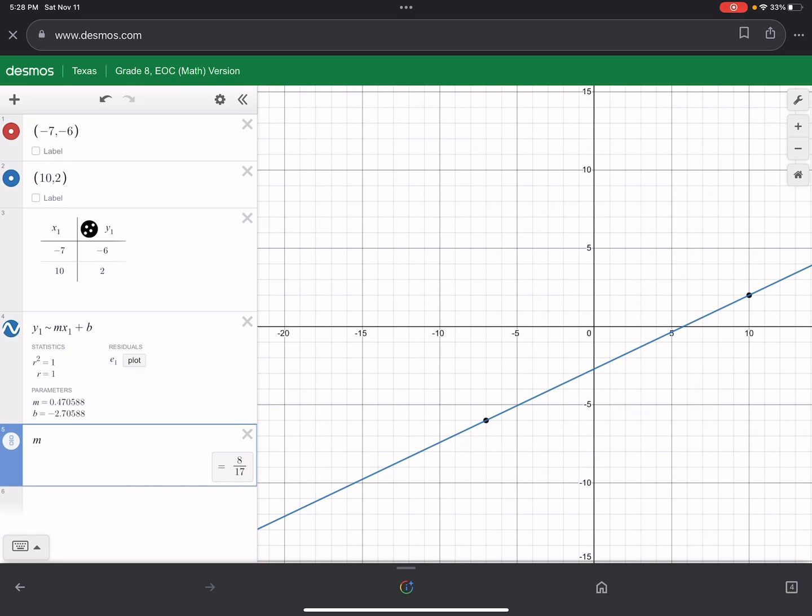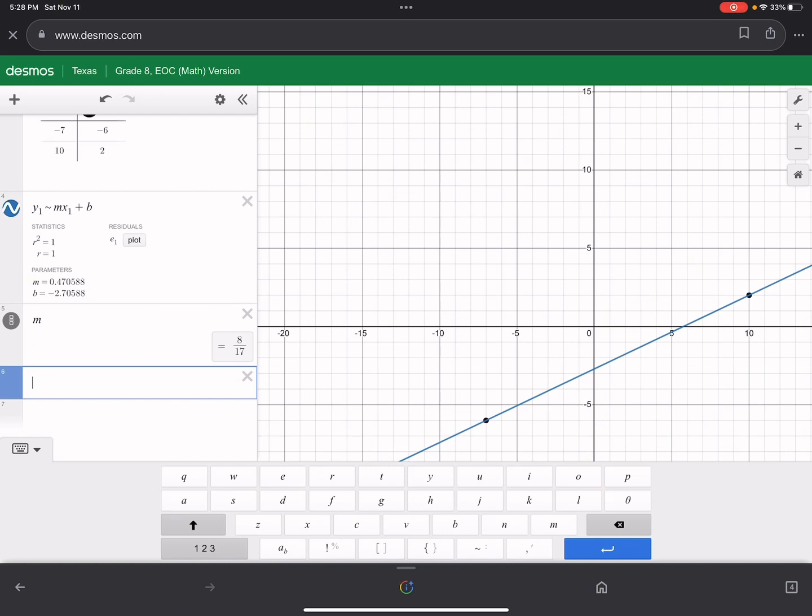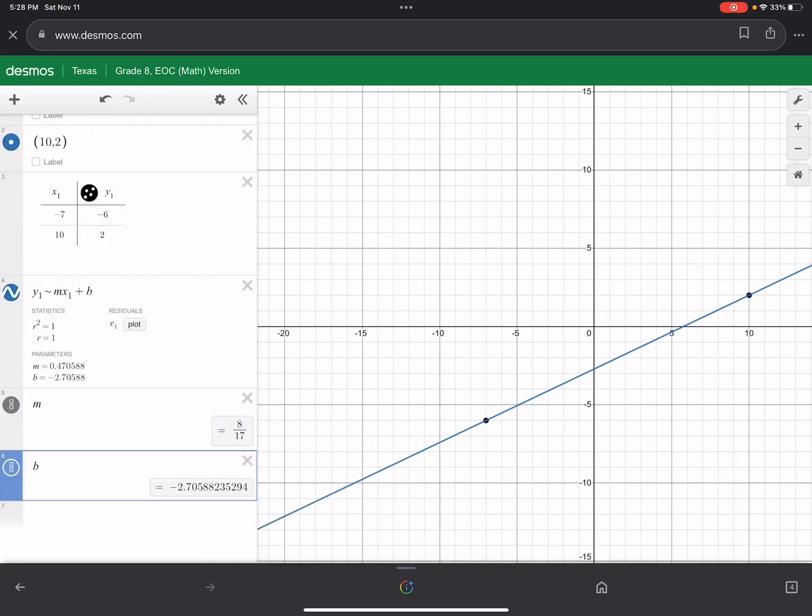And then I'm trying to find the y-intercept. If I'm looking at my graph, it's somewhere between -2 and like -3-ish, but I don't know what the actual fraction is. So I'm going to put B. I'm going to hit the circle to the left. That fraction ends up being -46/17. Okay, so that is how you can find the y-intercept and the slope of a line if and when you're given 2 points.